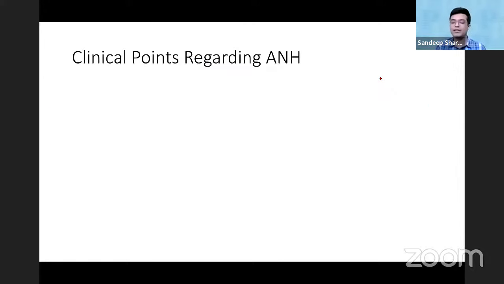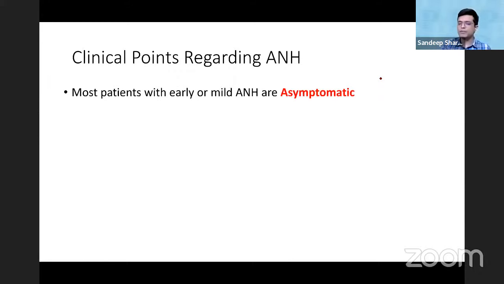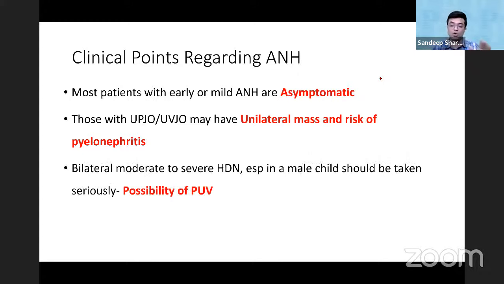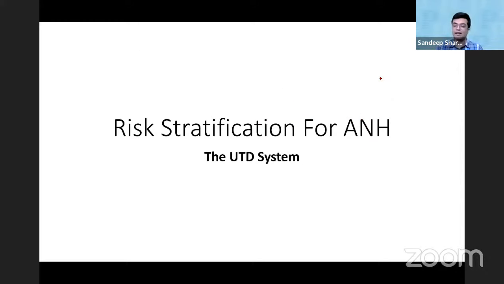Now, what are the clinical points regarding ANH that you need to know? Most patients with early or mild ANH are asymptomatic, prenatally and postnatally also, they continue to be asymptomatic. Those who are having UPJ obstruction or UVJ obstruction may have a unilateral mass, and future risk of pyelonephritis can also be there. And bilateral moderate to severe HDN, especially in a male child, should be taken seriously. You should always consider a possibility of urethral valves, right? Now, what is the risk stratification system that we follow in antenatal hydronephrosis?